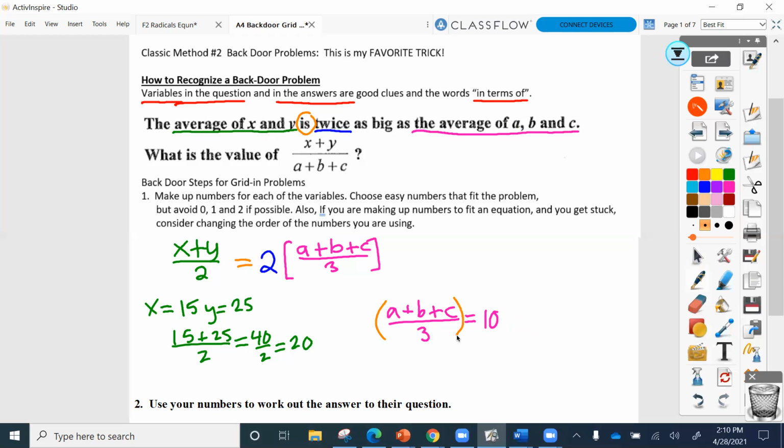And then we can even simplify this, right? Because if we want 3 numbers divided by 3 to equal 10, that's the same thing if we multiply both sides by 3 to get A plus B plus C must equal 30. So we need 3 numbers that equal 30.